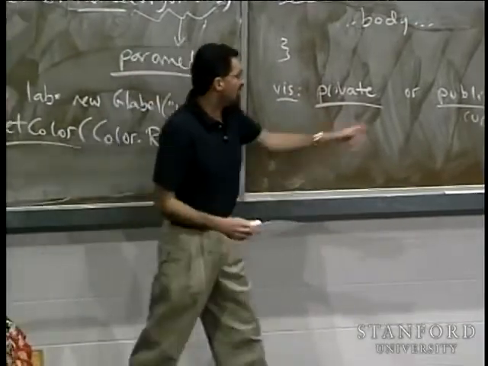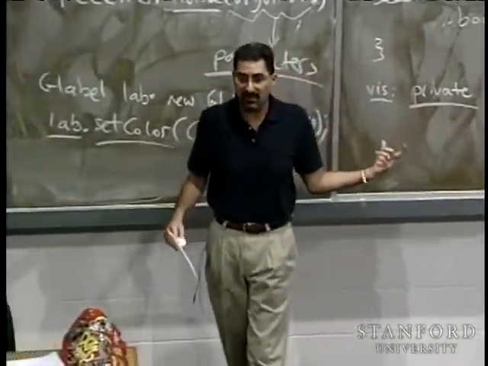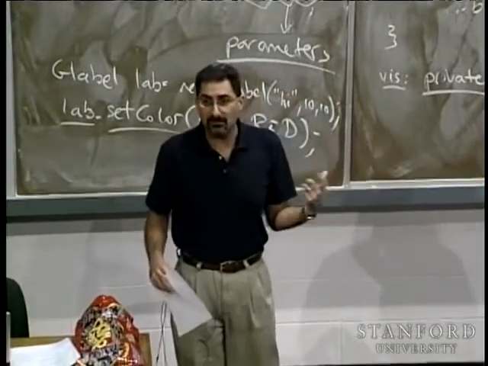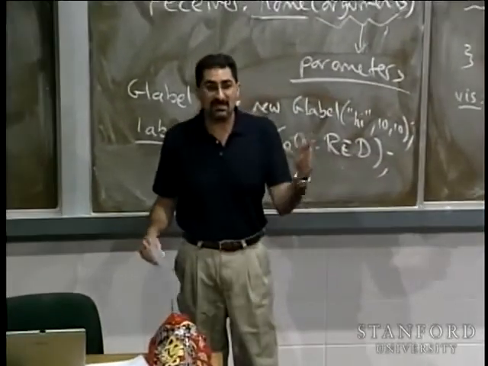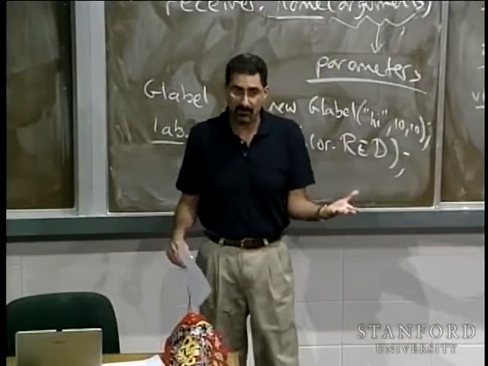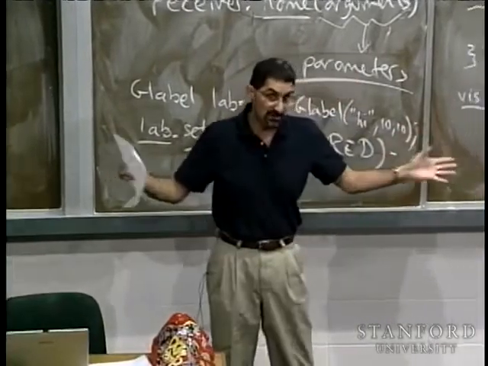Private or public. Run is public. Most other things are private. All private means in terms of visibility is the only people who get to see this method are other methods inside the class that you're defining. Okay? So that's why it's visibility. It's who else can see it.